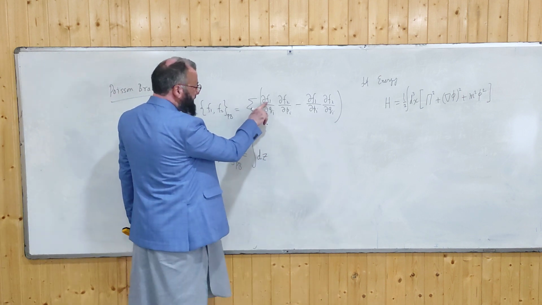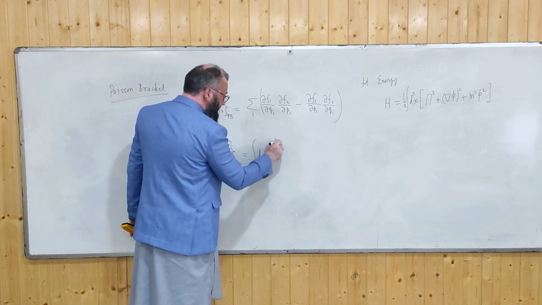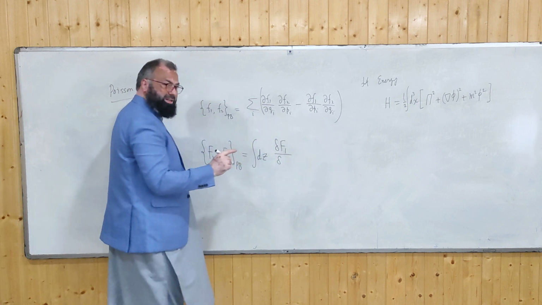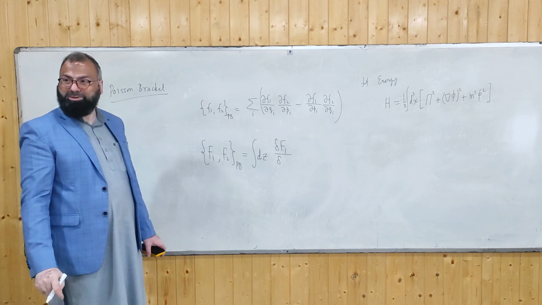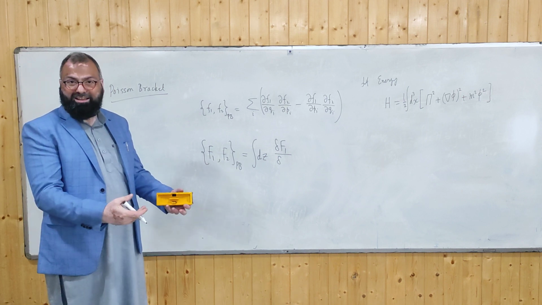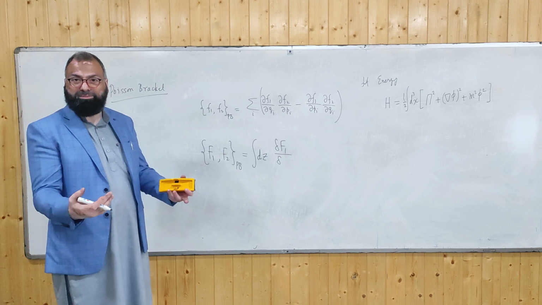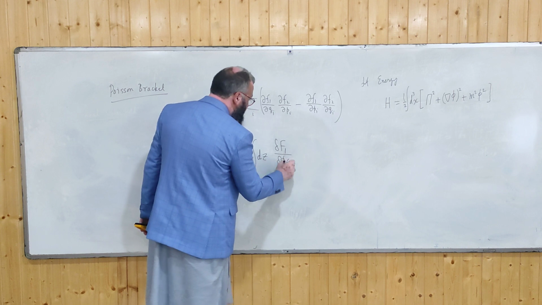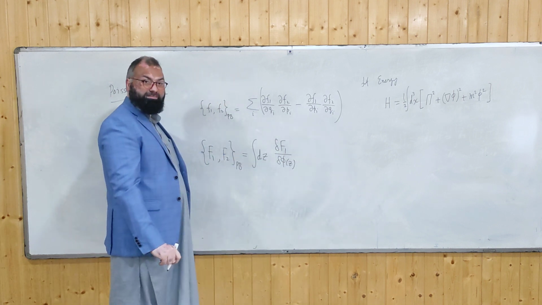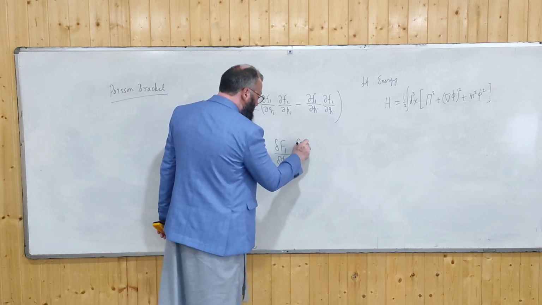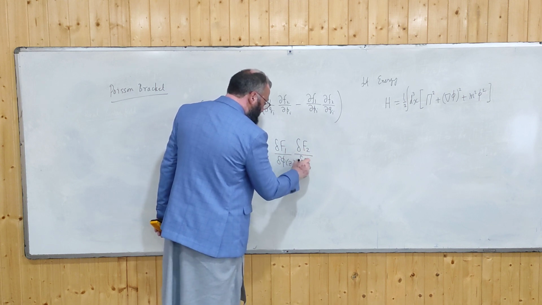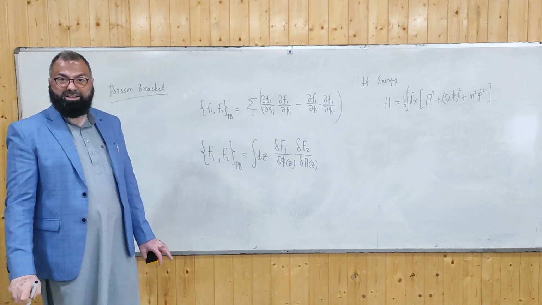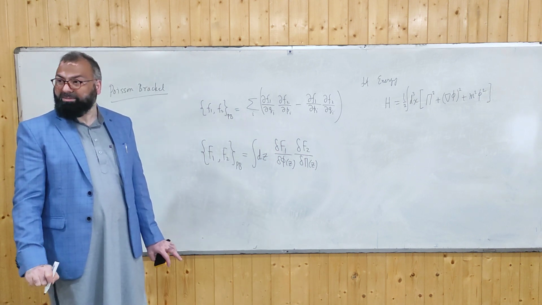So what do you have to write? Instead of partial f1, you write delta f1 by delta q. What is the analog of q in fields? It's phi. Phi is the field itself. What will be the variable? z. So this i will be z. Then you put the variation of f2 with respect to the momentum, that is pi, at z. Clear? Everybody followed it?